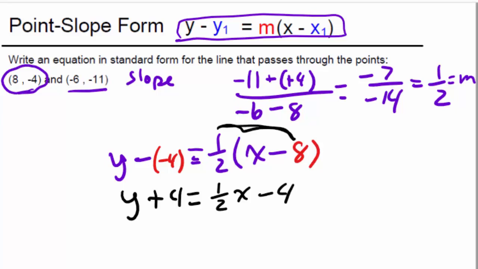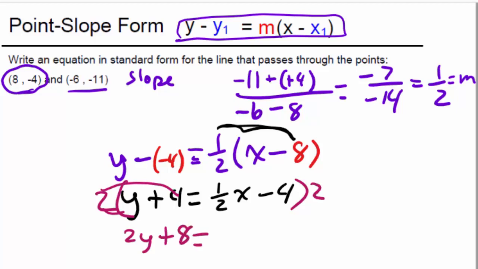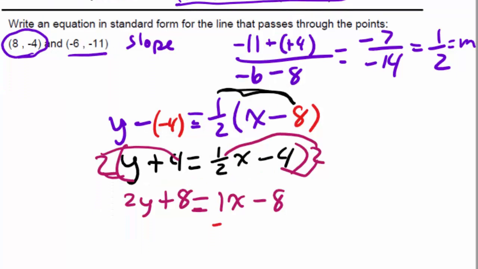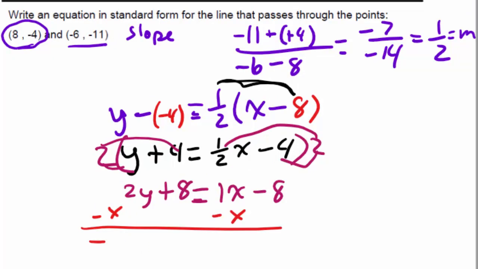I'm going to clear my fraction next. So I'm going to multiply both sides by 2. 2 times y is 2y. 2 times 4 is 8. When I multiply this side by 2, a half times 2 is 1x, which means it's just x. And then 2 times the negative 4 is negative 8. Now I want to get my x on the other side, so I'm going to minus x on both sides. I have a negative x plus 2y plus 8 equals negative 8.